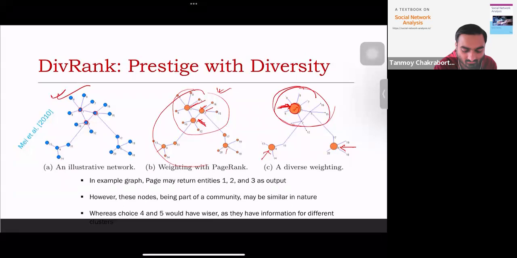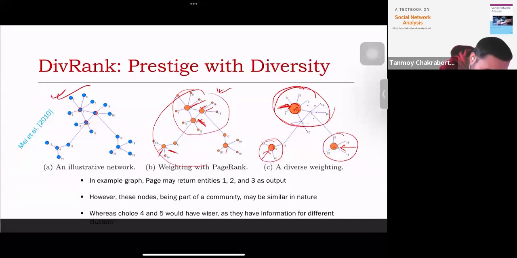But this node is a prestigious node, therefore this node may cover the other nodes present here. Similarly, if you return this node, it also covers some part here. If you return this node, this covers this part here. So the ideal ranking algorithm should also look at the diversity. Now remember, we are not compromising on the prestige. Node 4 and node 5 are also top nodes, but they may come after nodes 1 to 3. So they are also prestigious nodes, but they may not be returned within the top 3.